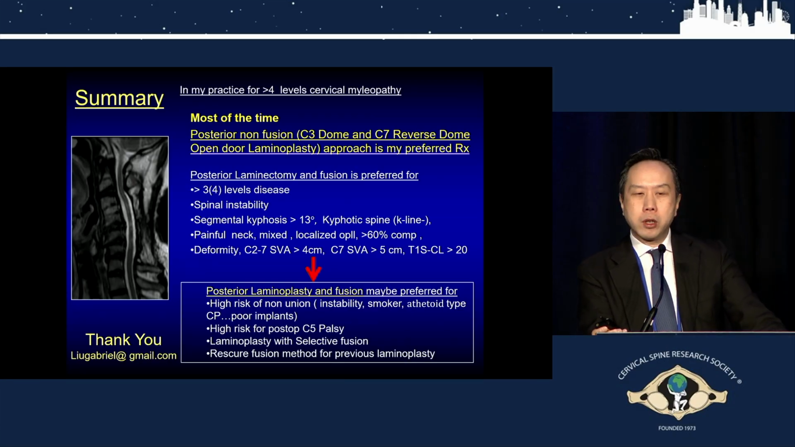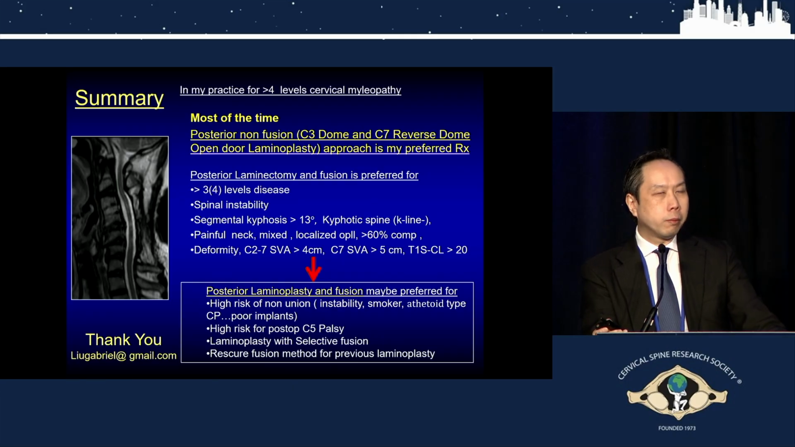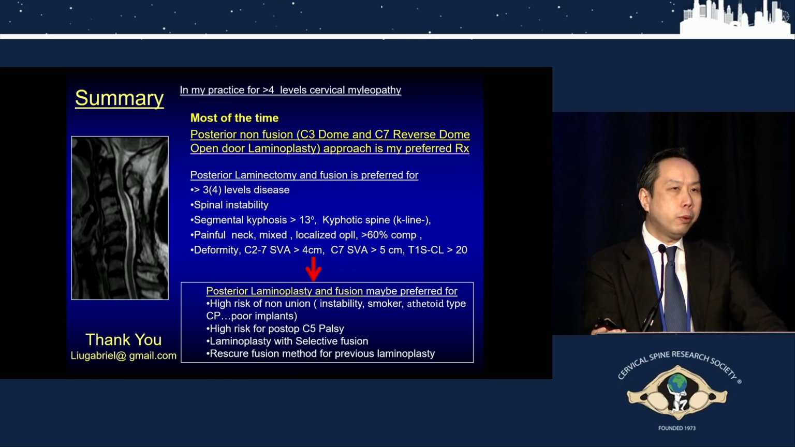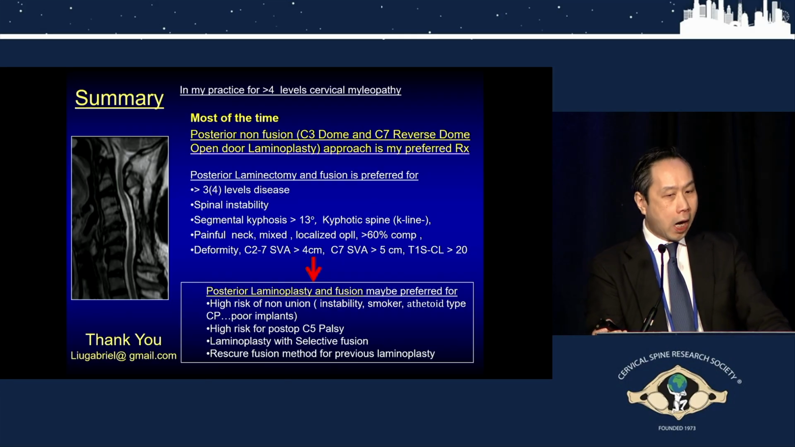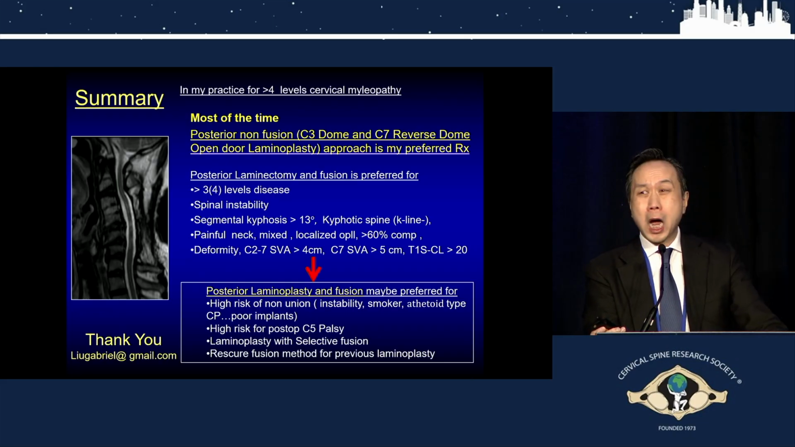And finally, I will consider fusion at a laminoplasty when I think there is a poor fusion bed and high risk of non-union, maybe a potential high risk of C5 palsy development, and potentially adding it as a selective fusion in laminoplasty or even the salvage techniques.